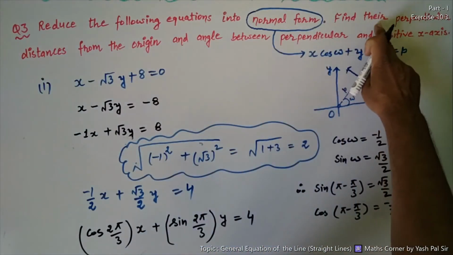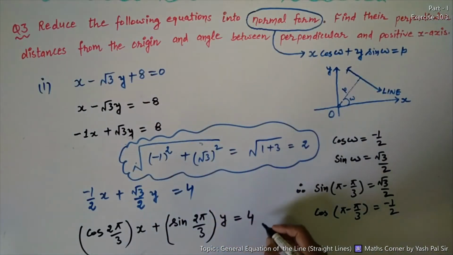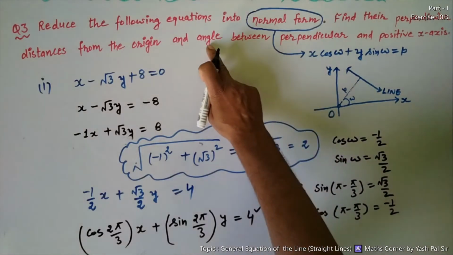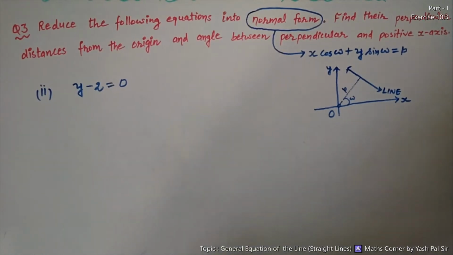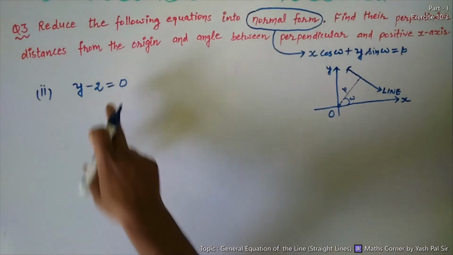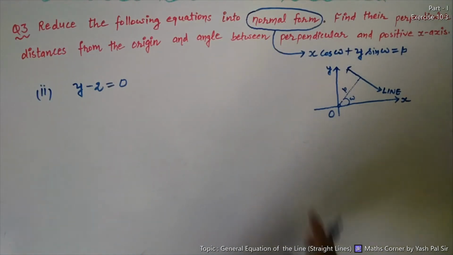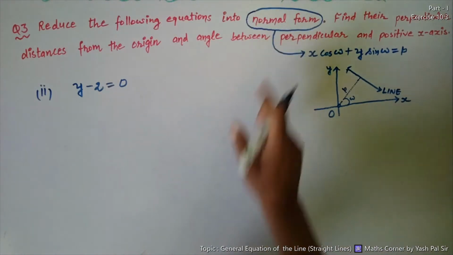So what was the question? Find their perpendicular distances from the origin. Distance is 4 units and the angle between the perpendicular and the positive x-axis is 2 pi upon 3. Next, part number 2: y minus 2 is equal to 0.